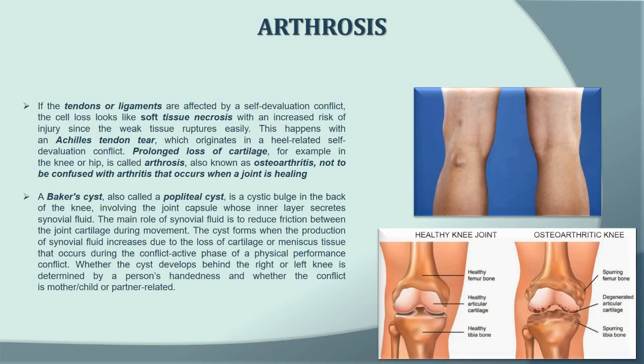A so-called Baker's cyst, also called popliteal cyst, is a cystic bulge in the back of the knee, as you can see also in the right picture, involving the joint capsule whose inner layer secretes synovial fluid. The main role of synovial fluid is to reduce friction between the joint cartilage during movement. The cyst forms when the production of synovial fluid increases due to the loss of cartilage or meniscus tissue that occurs during the conflict active phase of a physical performance conflict. Whether the cyst develops behind your right or your left knee is determined by the person's handedness and whether the conflict is a mother-child or a partner-related conflict.